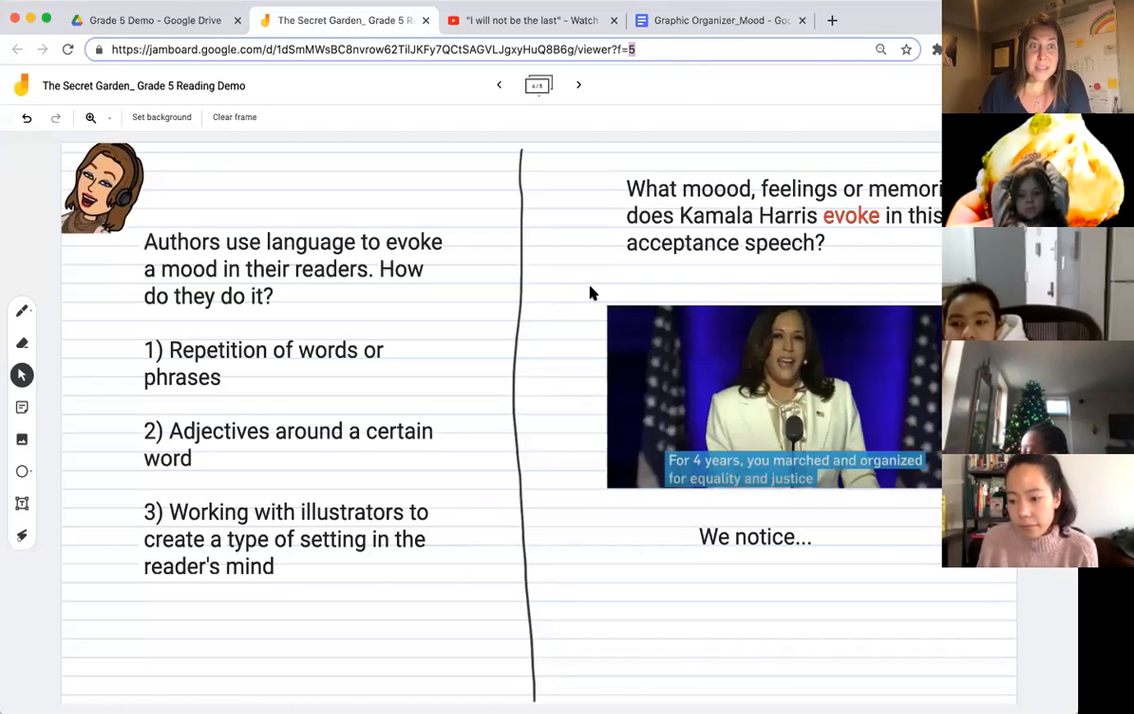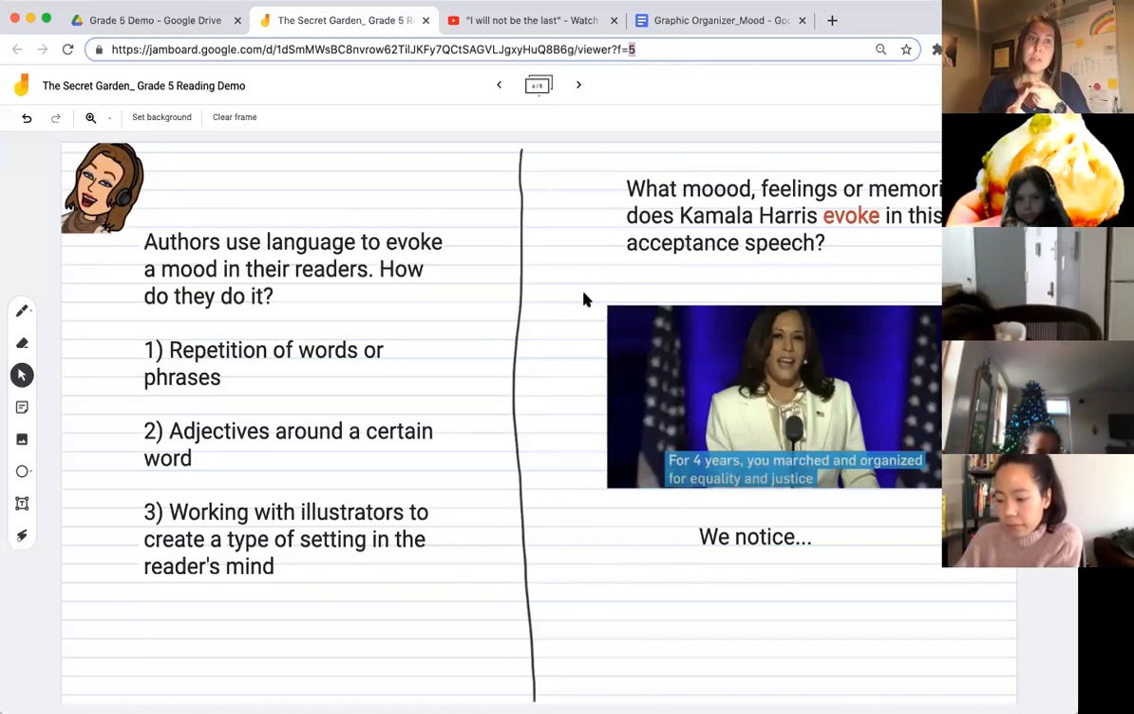So friends, if you could type into the chat what sort of words, maybe you saw expressions on Kamala's face, what sort of language was used to evoke, and did you feel something when you listened to her speech? Type it in the chat, and I'm going to start adding some things on our shared document right here.